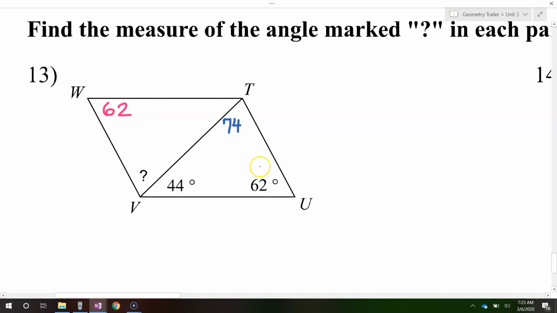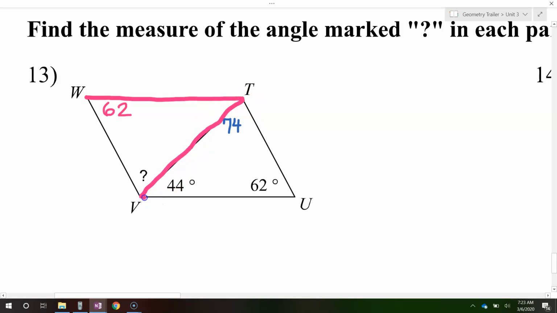Okay, now what else can I do? Let's use alternate interior angles, all right, if we can. Here's how we use alternate interior angles. Draw an N or a Z. All right, can you see the Z?